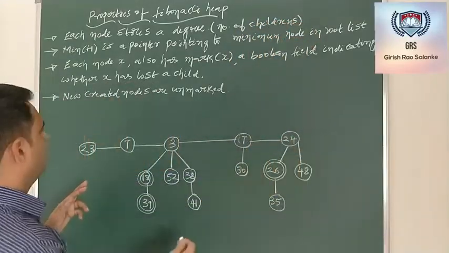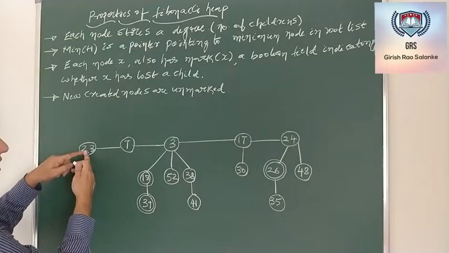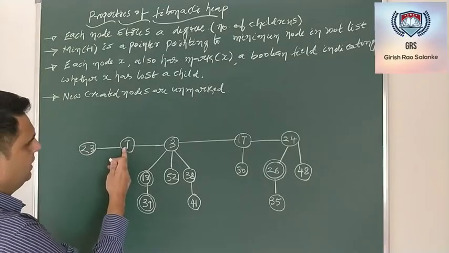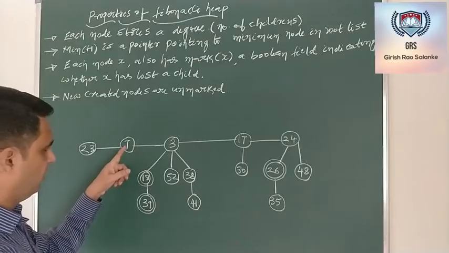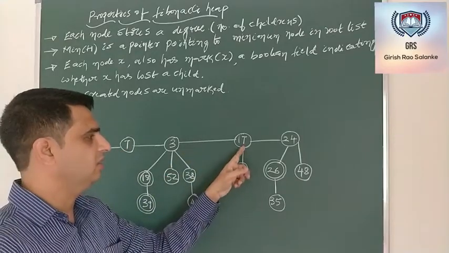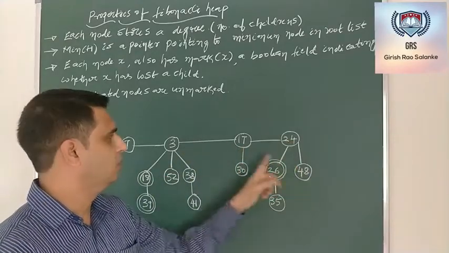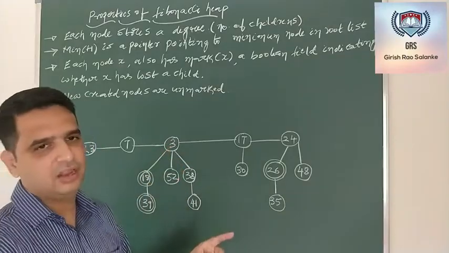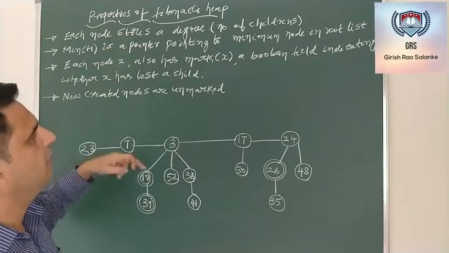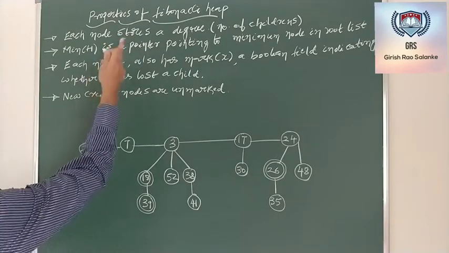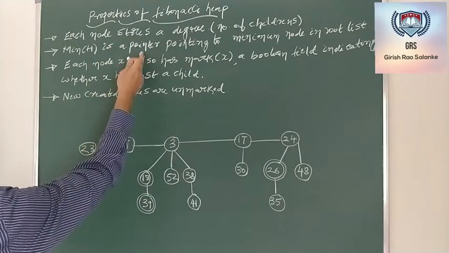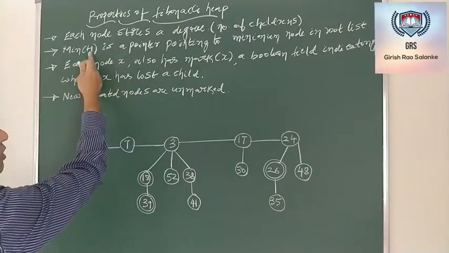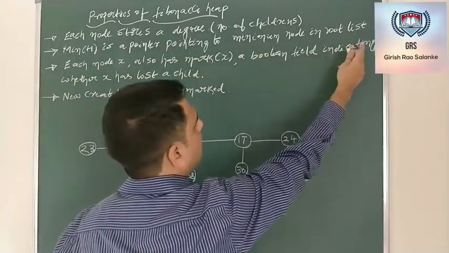In the sense, with respect to this example, I can say degree of 23 is 0, degree of 7 is 0, degree of 17 is 1, degree of 24 is 2, degree of 3 is 3. That means each node will store the degree of the node. Second one, in case of a Fibonacci heap, we use a pointer denoted with min of h, which points to the minimum node in the root list.